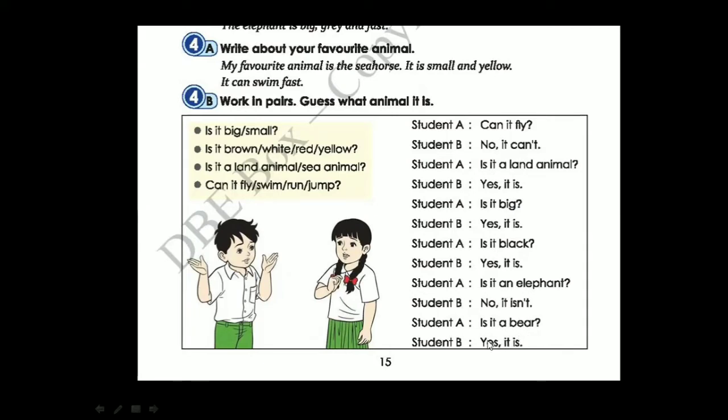So like this. So that was the video, guys. At the end, listen: the size, the color, the land animal, the sea animal, can it fly or swim or run or jump.